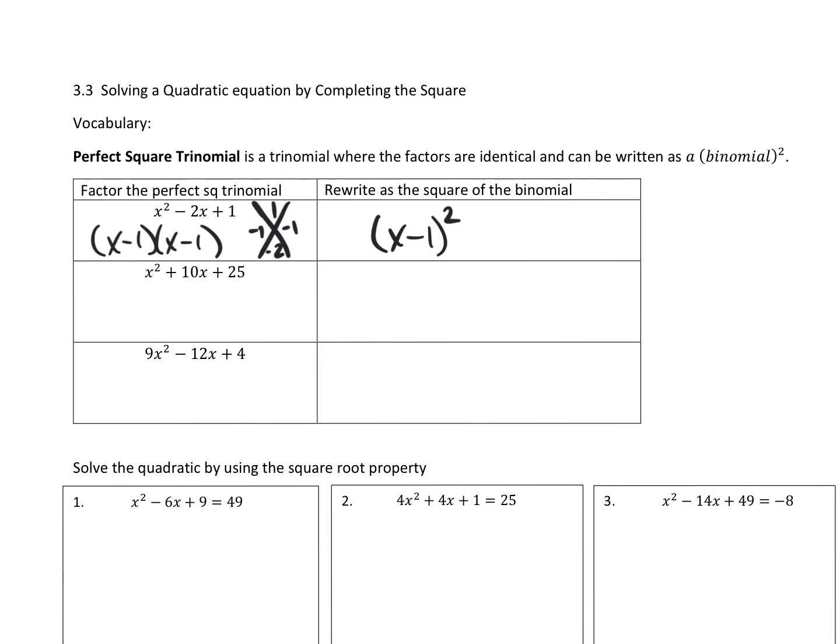What do we get for the next one? 25 and 10. What numbers multiply to 25 and add to 10? 5 and 5. So that's x plus 5 and x plus 5, which we can write as x plus 5 squared.